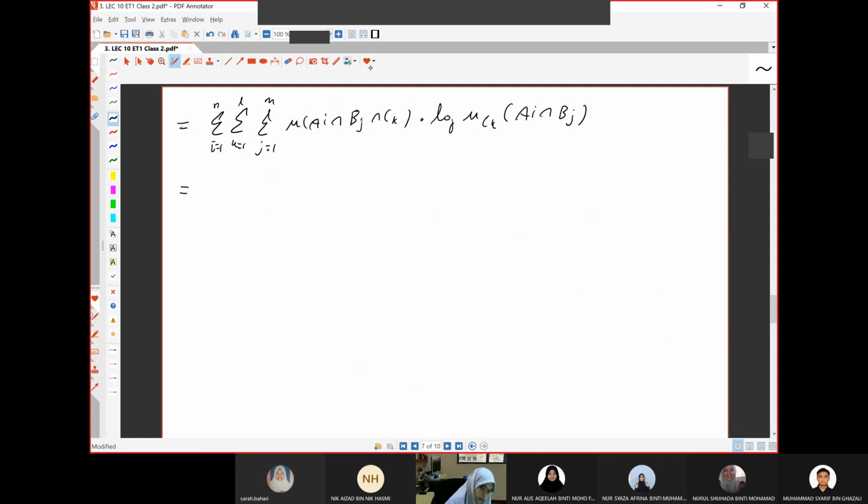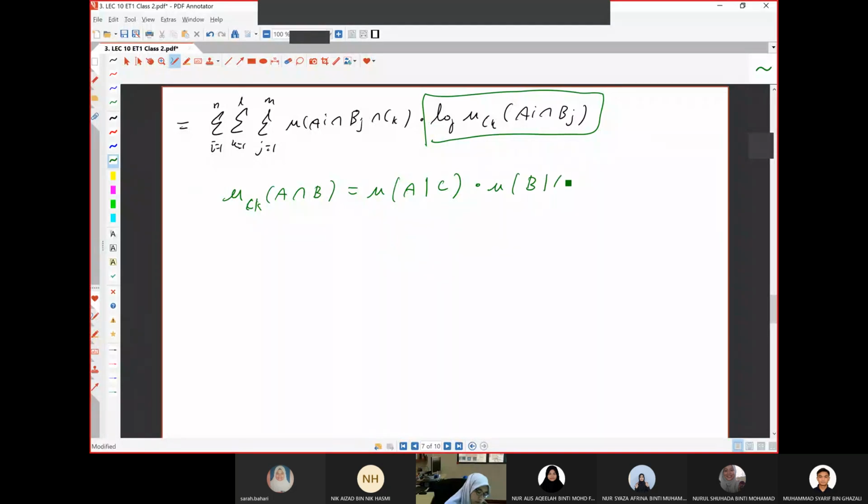Okay, so this is the green part. For the green part, I can write mu CK of AI intersect B, which is equal to, using the property of the conditional probability, mu of A intersect A given that C multiplied with the measure of B given that A intersect C.